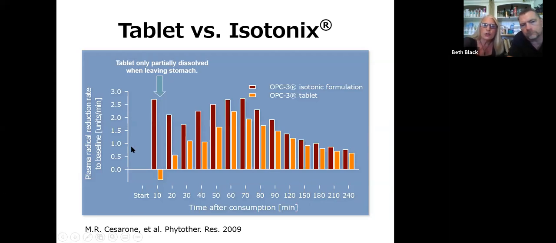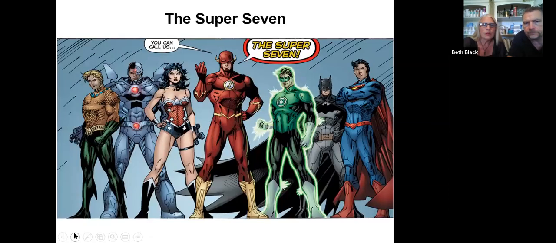So this is just showing you that it peaks right away compared to the pill that doesn't even get in there right away. But over time, you can see the isotonics, the dark red, is giving more to the body and has more bioavailability consistently along the spectrum.